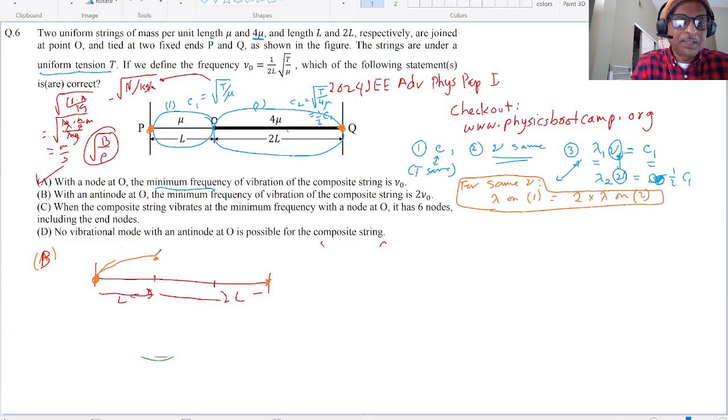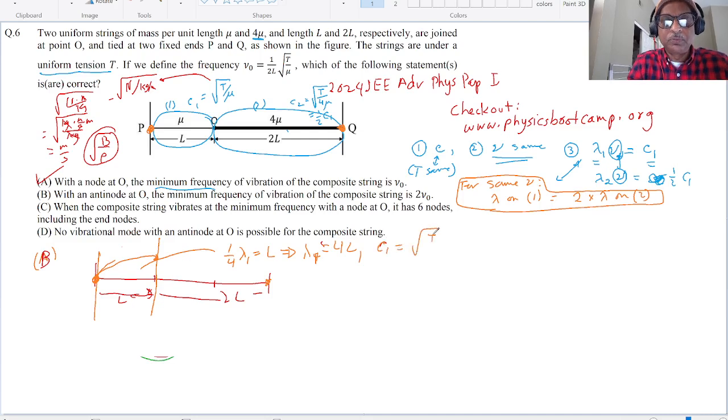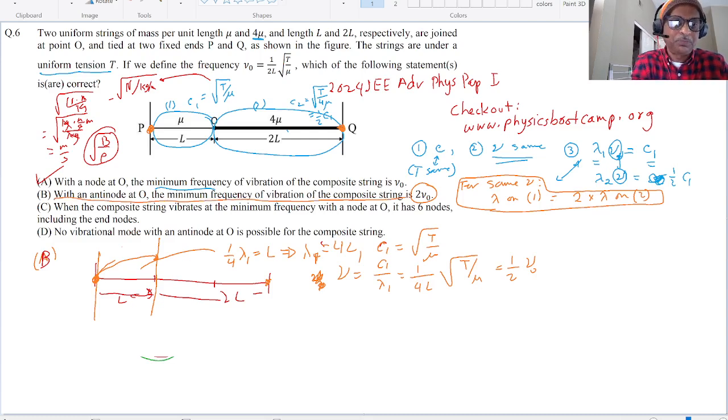So if I try to fit it like that, only a quarter of a wavelength fits. So a quarter of a wavelength of this type, lambda 1, is L. So lambda 1 has to be 4L. We already know C1 is the square root of T over mu. Then the frequency corresponding to this lowest one, let's just call it nu, is C1 over lambda 1, which is the square root of T over mu over 4L. But that is 1 over 2 nu 0. It makes sense: the wavelength doubled, so the frequency has to be half. But this answer is saying the frequency is double, which of course is not going to happen. So that's pretty easy to knock out. That's wrong.